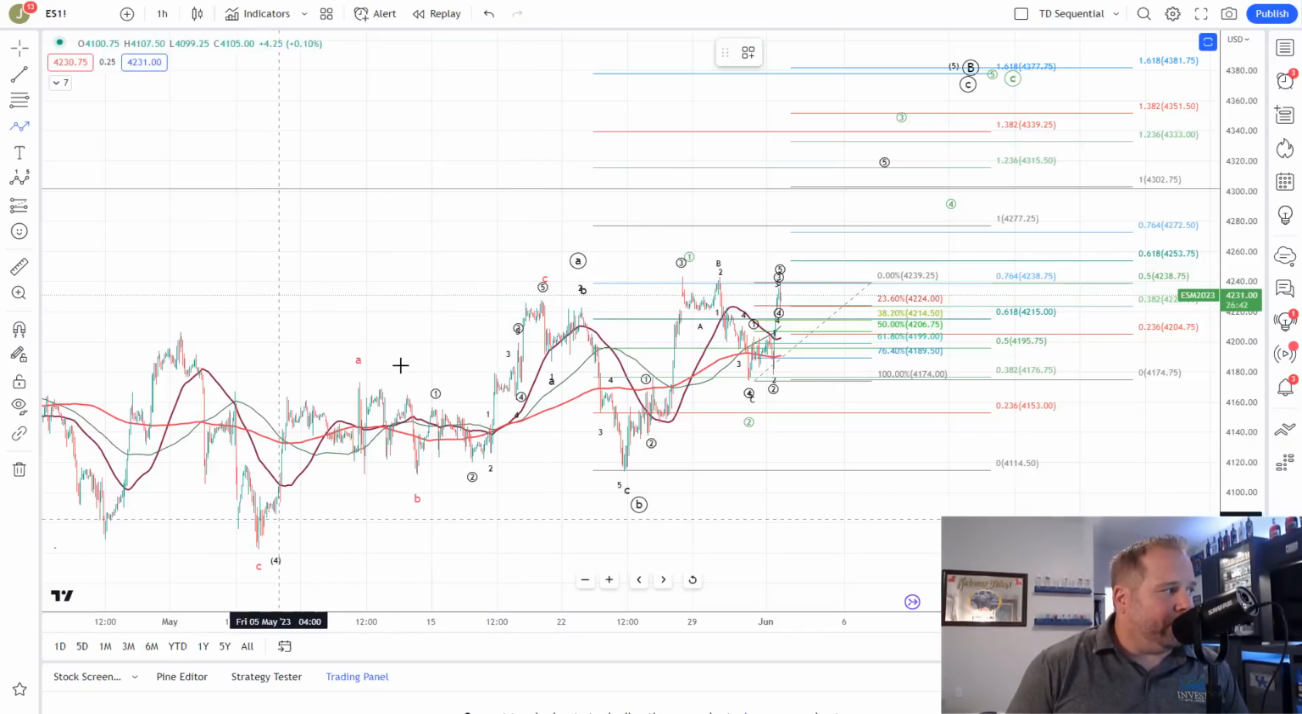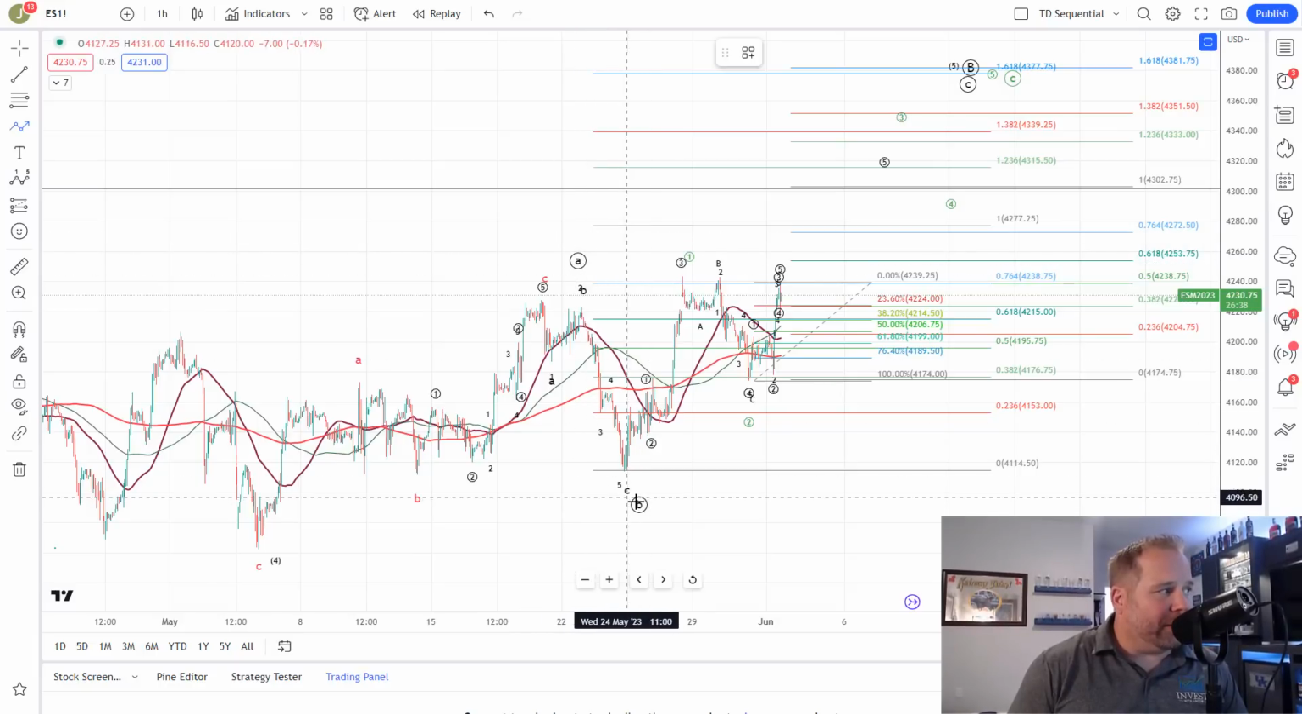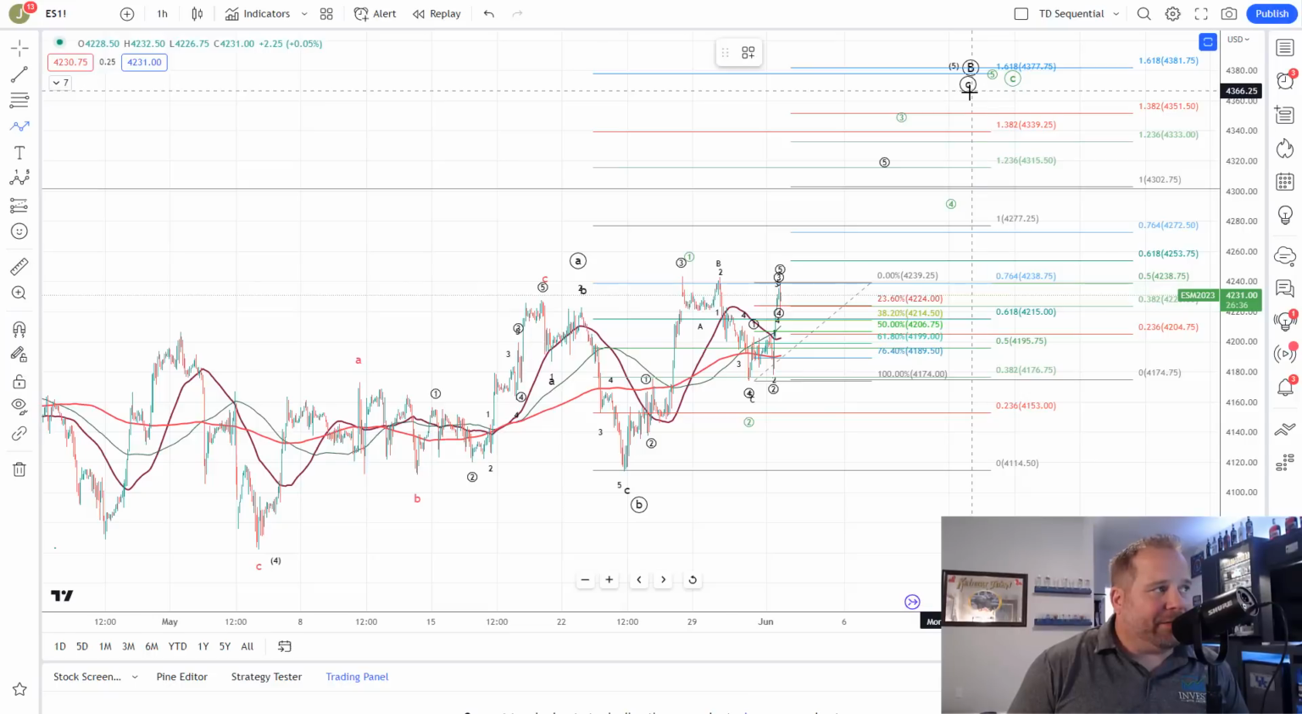So off of this low, we got an A, B, C up for this circle A. We got an A, B, C down for this circle B. And now we're trying to get this 5-wave move up for this circle C and this bracketed 5 to complete the move off of the low that we've been talking about since last October. So from 3,500 in last October, we said that we should be looking at 4,300 plus. And here we are in this area trying to finish out that move 8 months later.